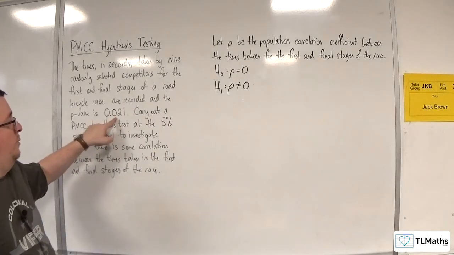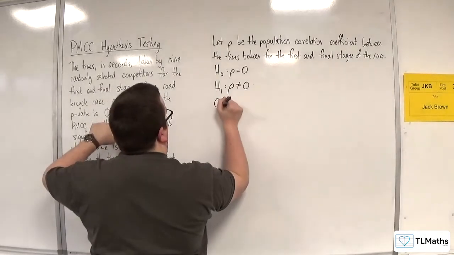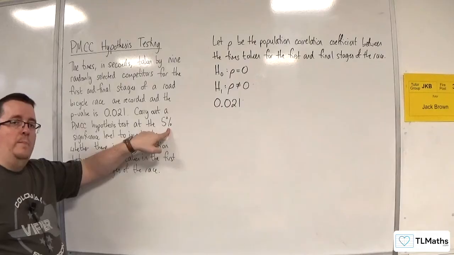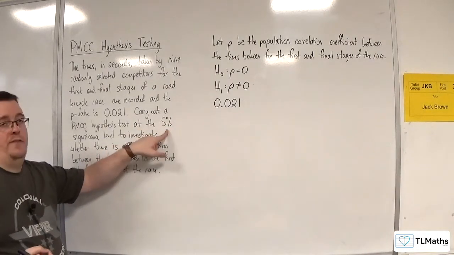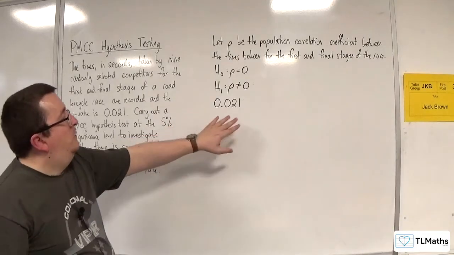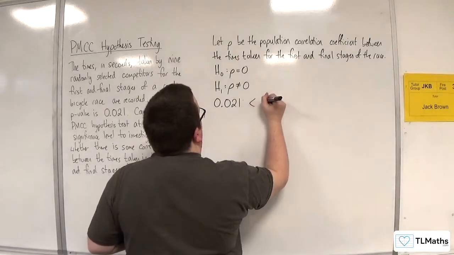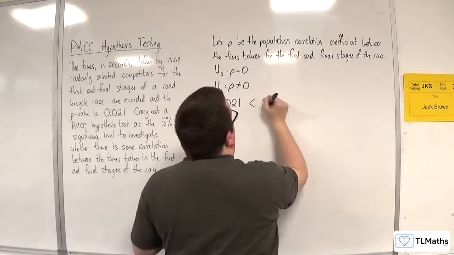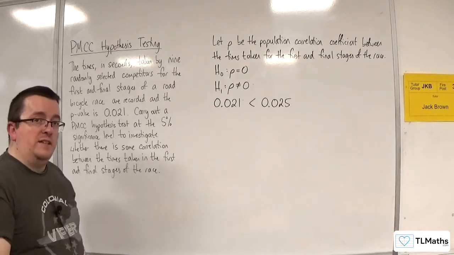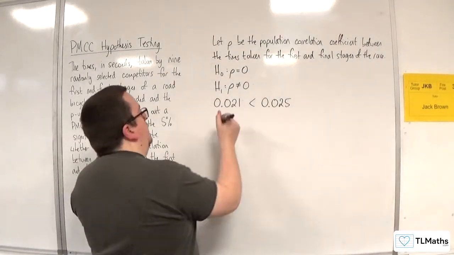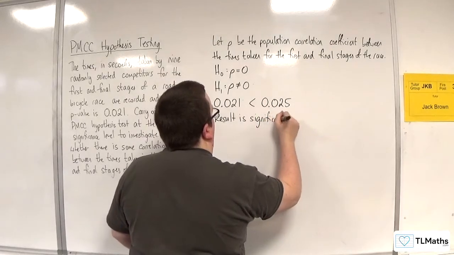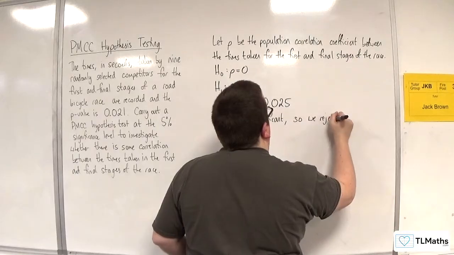Now the p-value that we've got is 0.021. And the significance level of 5%, because this is a two-tailed test, we've got to halve that value. So we're going to have 2.5% at the top, 2.5% at the bottom. So this value is less than the 2.5%, that's half of that, so 0.025. So because it's less than your significance level, the result is significant. So we reject H0.